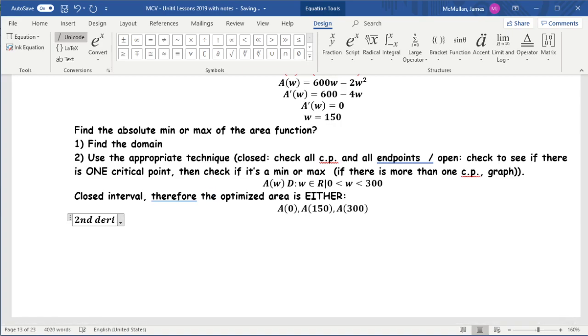Actually, no, wait a minute. We don't need to do that. Sorry, we don't need to do a test in this case. A of 0 equals 0. A of 300 equals 0.